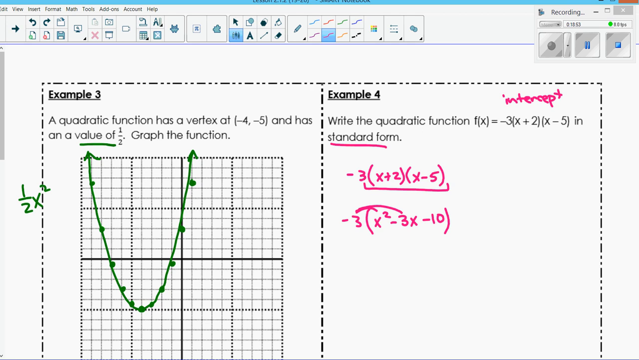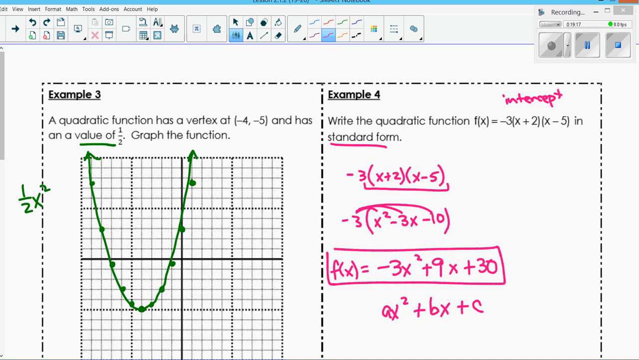I can distribute those, and then I get -3x squared plus 9x plus 30, and look at that, it's in the form of ax squared plus bx plus c. So by simplifying, we put the intercept form into standard form. Since it was f of x to start with, I'm going to say f of x equals this. So same function, 2 different forms. So just simplify.